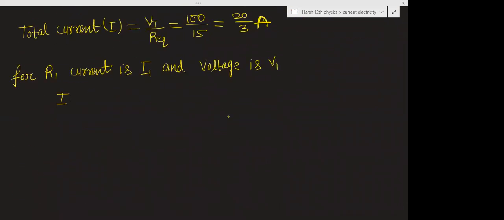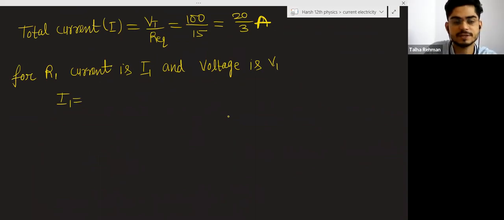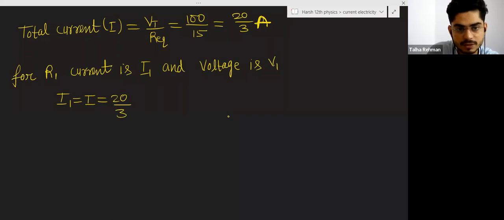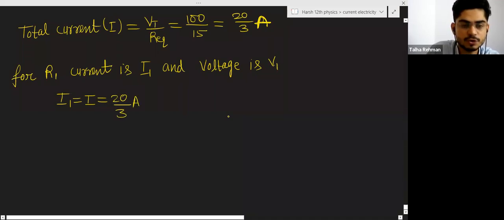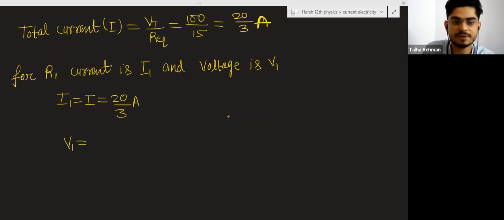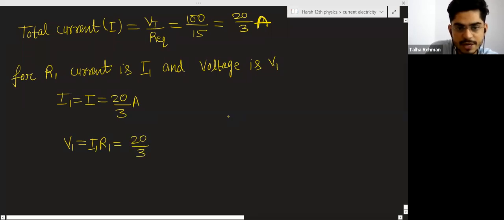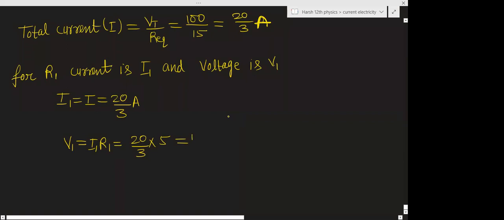I1 is equal to I because this is connected in the series combination. I1 is equal to I, and that is equal to 20 by 3 ampere. If I want to calculate V1, means voltage across the resistance R1, then I will write I1 into R1. Value of I1 is 20 by 3 and R1 is 5. So this will become 100 divided by 3.